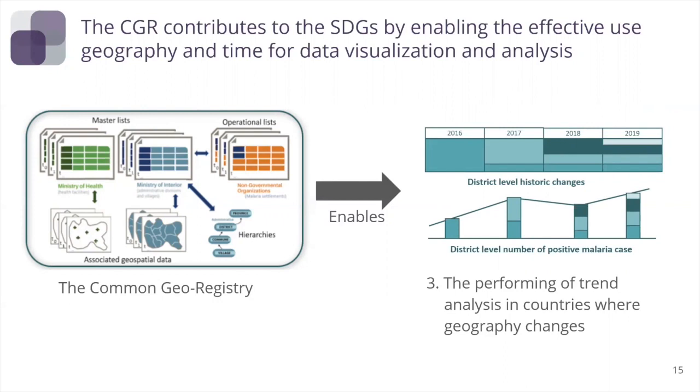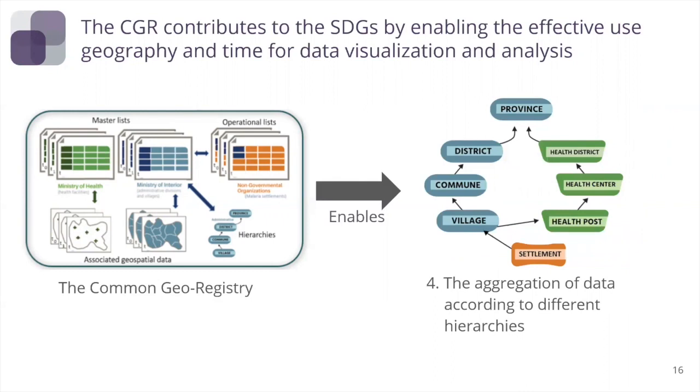The CGR does then provide information on how geography has evolved through time. This information is needed when performing trend analysis, especially in countries where administrative divisions are changing regularly. By capturing the relationship between geographic objects and how these relationships evolve through time, the CGR provides the possibility for information systems to aggregate data and information according to different hierarchies. This is, for example, important in countries where the health sector is taking decisions based on a different organization of the territory than other sectors.